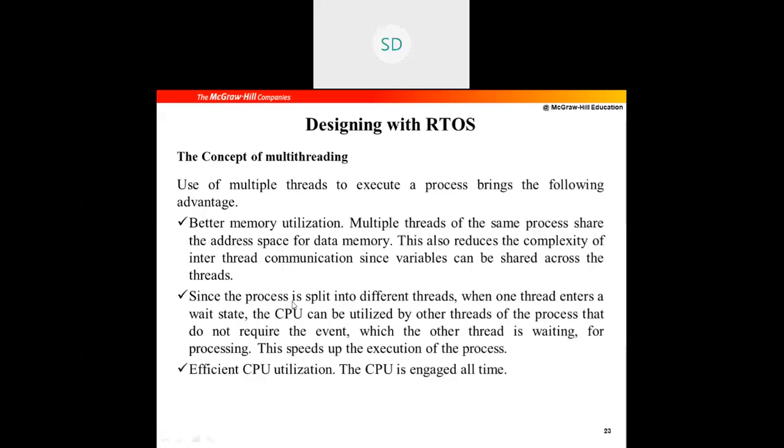Since the process is split into different threads, when one thread enters the wait state, the CPU can be utilized by other threads of the process. That is, during execution, what happens if the resources are not available to execute that thread, or if it is waiting for some other resources? In that case, the thread being executed can enter the block state or the ready state, and the next threads which are in the queue can be executed. So overall execution speed can be improved, with efficient CPU utilization, as the CPU is engaged all the time.